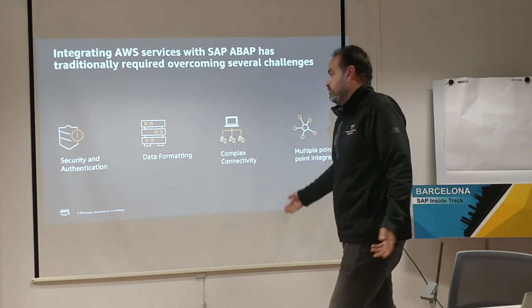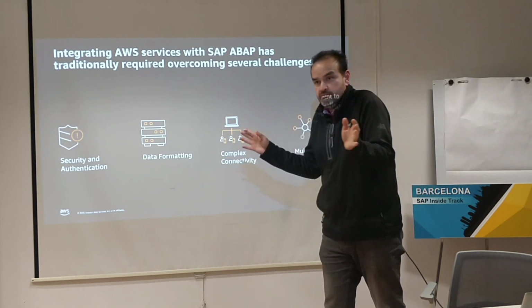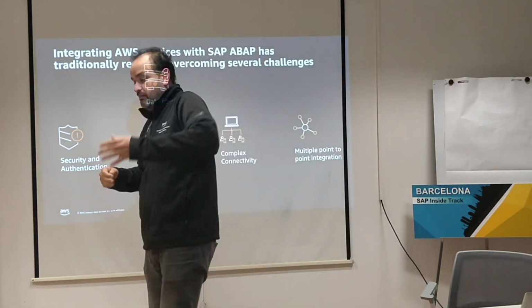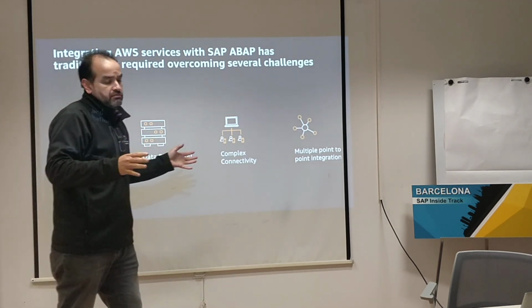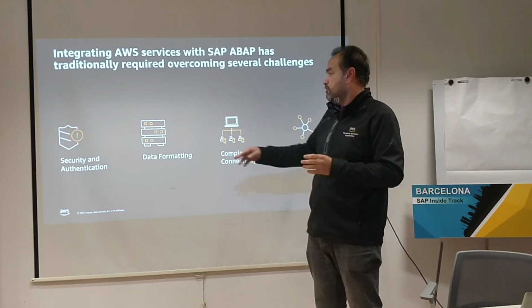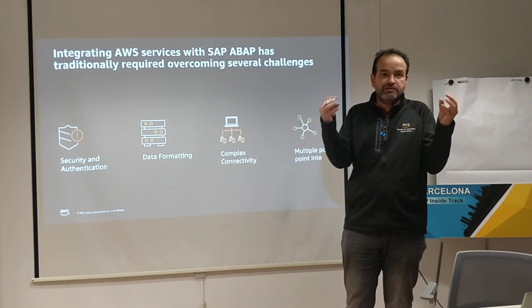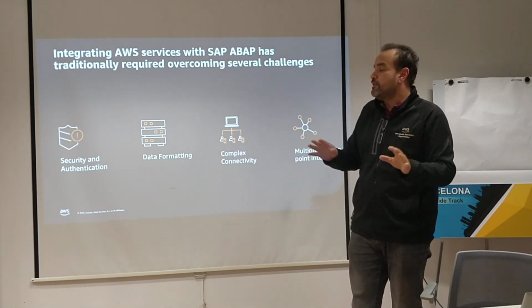Usually, this is what I was speaking about before. Integrating ABAP with AWS services was a nightmare, completely. My colleagues from Syntax developed the first SDK some years ago. It was limited to some services, and now AWS has developed it for all of the services. What was the problem? The security and authentication. How to match the security from SAP with the security on AWS, completely different.